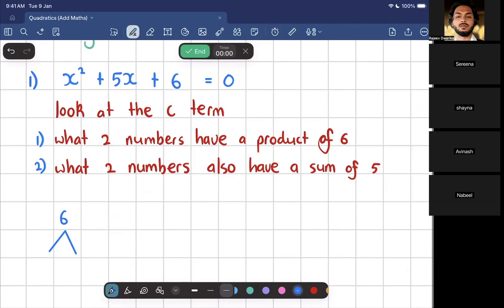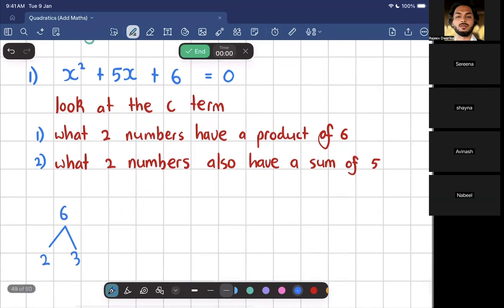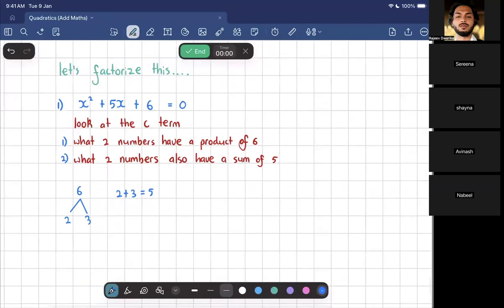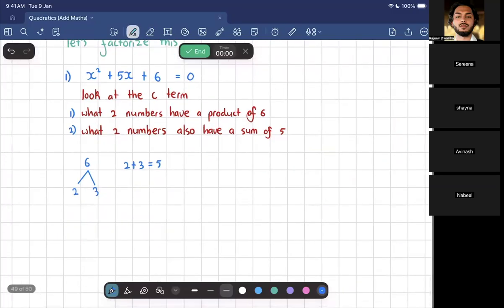3 and 2. Right. They have a product that will give you 6. Onto the other part, right? What two numbers also have a sum of 5? Well, if you add 2 and 3, what do you get? 5. Great. We know this. This is nothing foreign. So if this is the case, we can now factorize it.